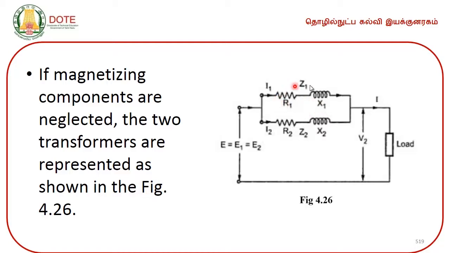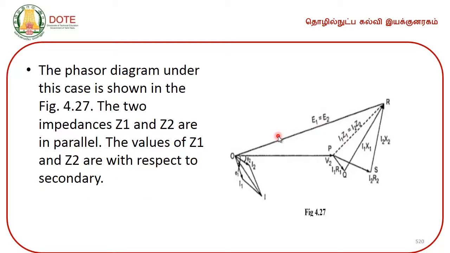R1 X1 is the impedance of the primary and R2 X2 is the impedance of the secondary. The phasor diagram under this case is shown in 4.27. The two impedances Z1 and Z2 are in parallel. The values of Z1 and Z2 are with respect to the secondary.